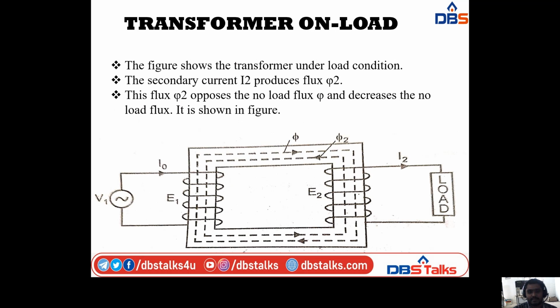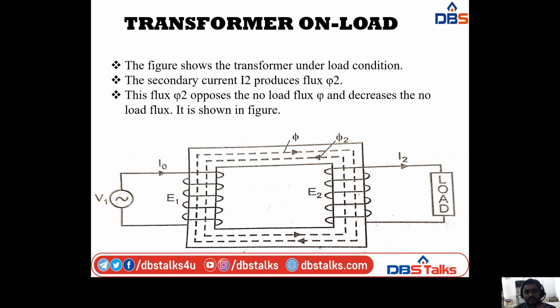So here I am taking one more. Here the figure shows the transformer under load condition. Here the secondary current I2 produces flux phi2, and this flux phi2 opposes the no load flux phi.